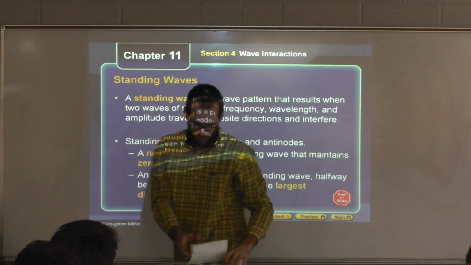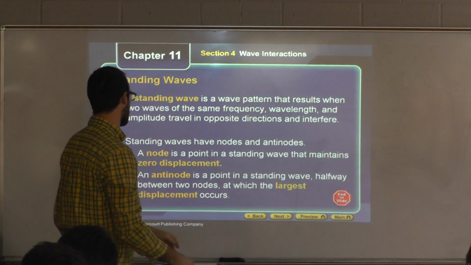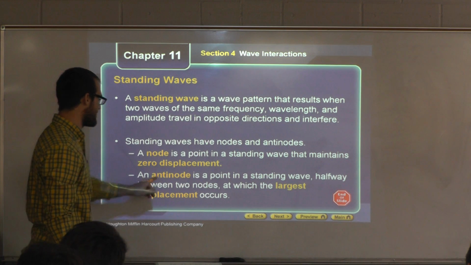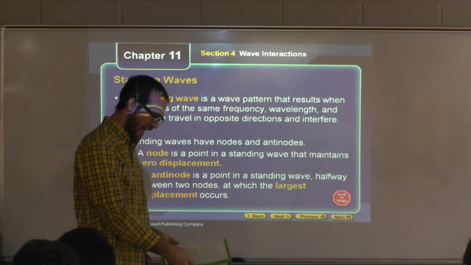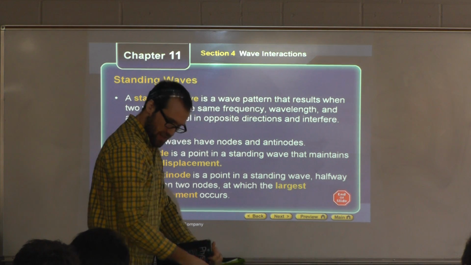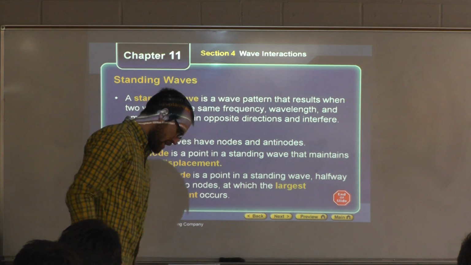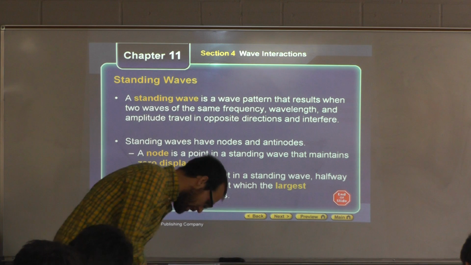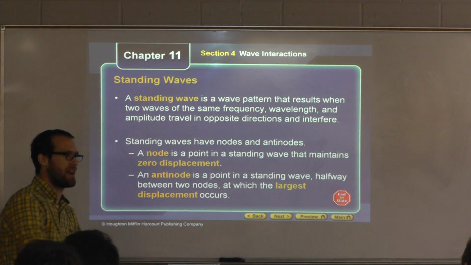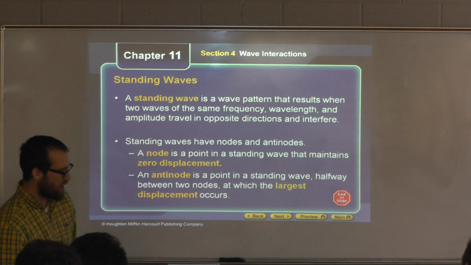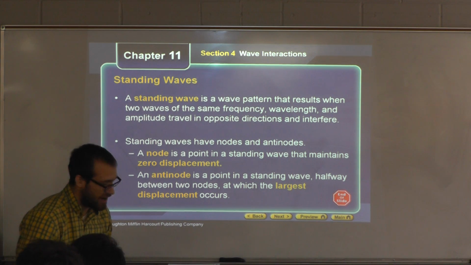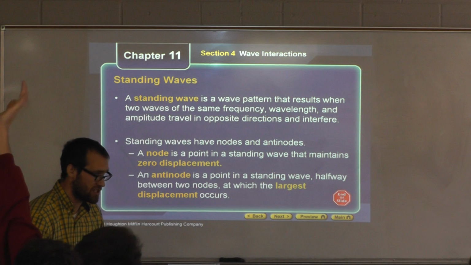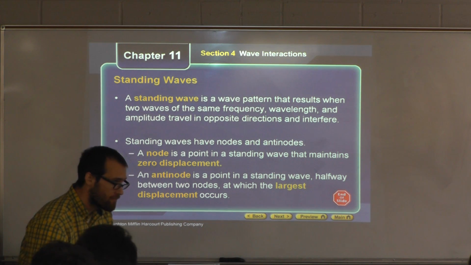So, a node is a place where you have no displacement. An antinode is a place where you're at your largest displacement. So if you're looking at page 389, the very first wave there, which would be called your first harmonic wave when we get into sound, how many nodes and antinodes does it have? Anybody care to take a guess based on the definition? Autumn? 2 nodes, 1 antinode. Yes.